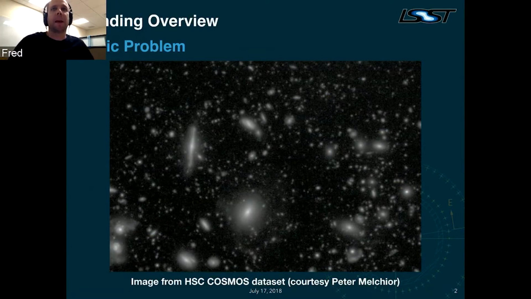And the reason becomes pretty obvious when you look at an image. This is an HSC image, and you can see that you just have huge blends. Most objects are blended. And so to try and do any reasonable science with this, we have to have some handle on how to deblend these objects, right?